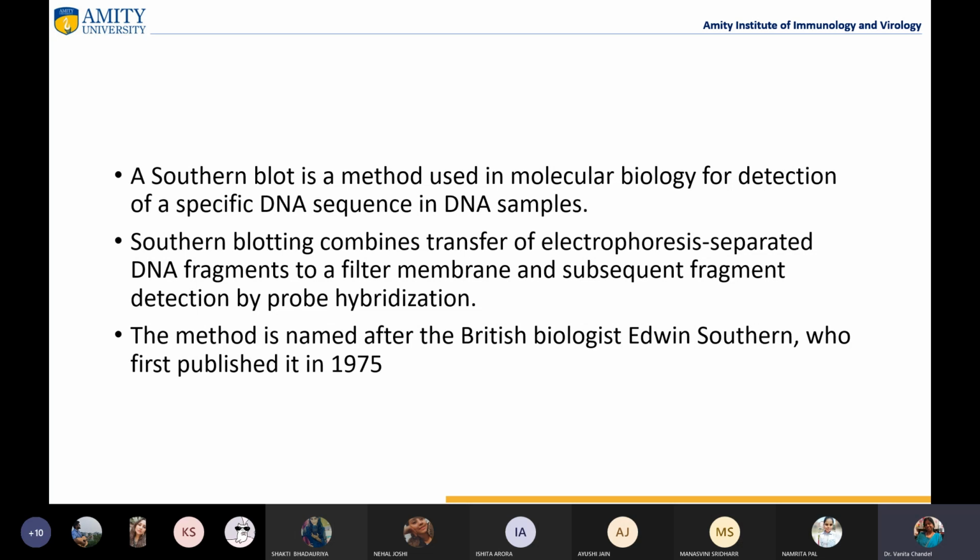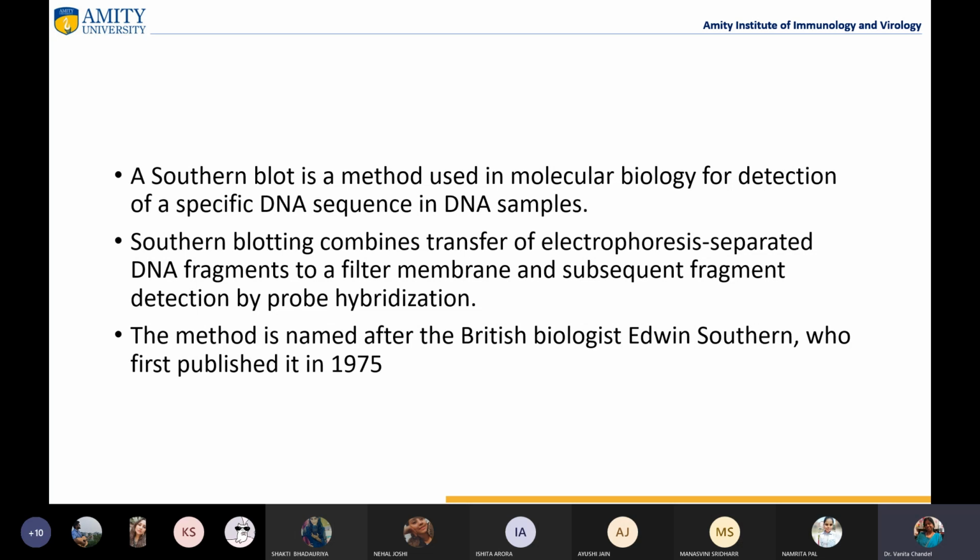Southern blot is a very important method in molecular biology, which is used for detection of specific DNA sequences in a DNA sample. What happens here is it combines the transfer of DNA after electrophoresis. First we run our sample on the gel, right? So our DNA is separated on the gel, right?